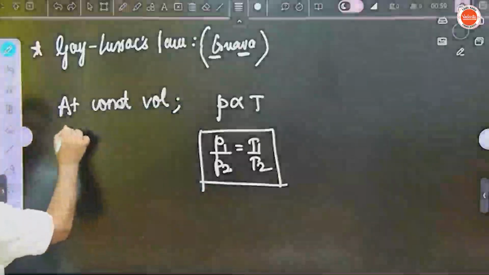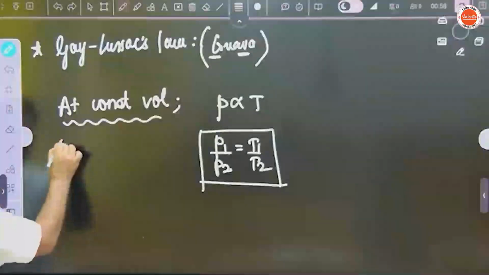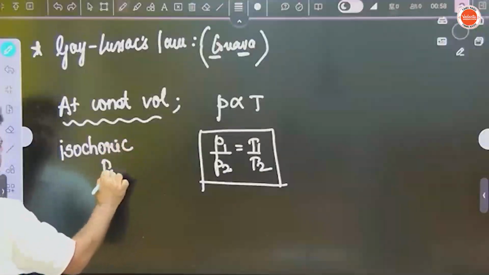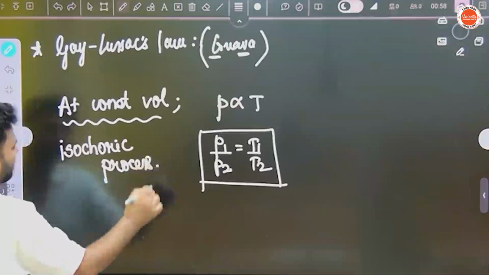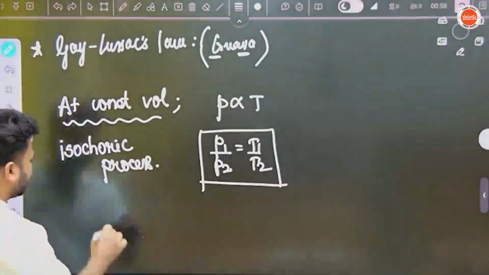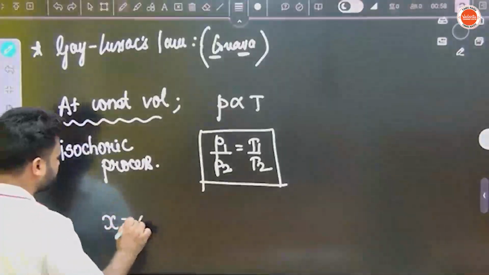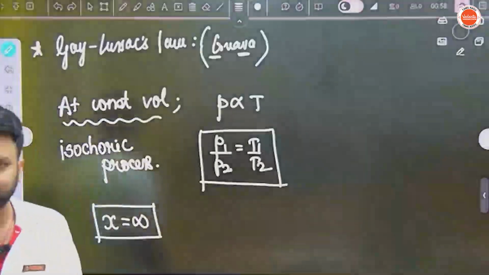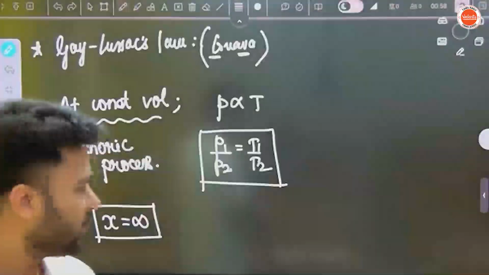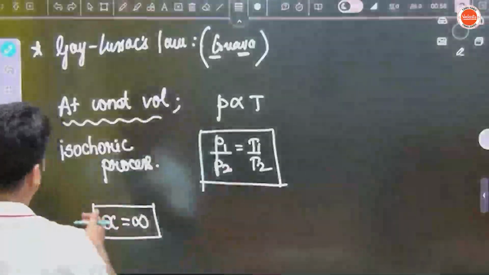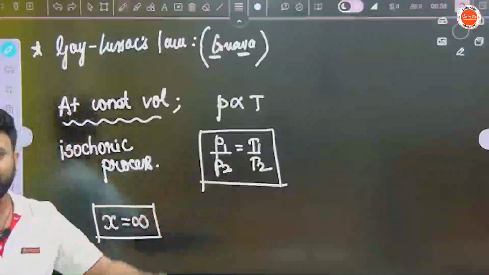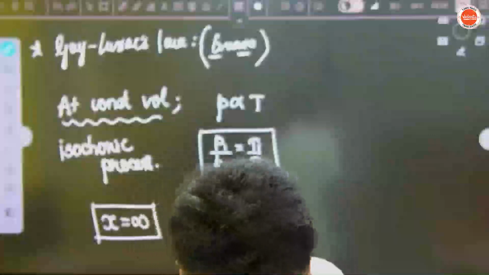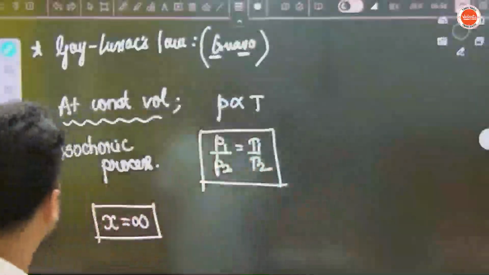This constant volume process is also called the isochoric process. And remember, the index value for this is infinity. If someone asks the index value, it is infinity. Correct? So these are some processes, and we have to remember the relations. They can ask these questions anytime.